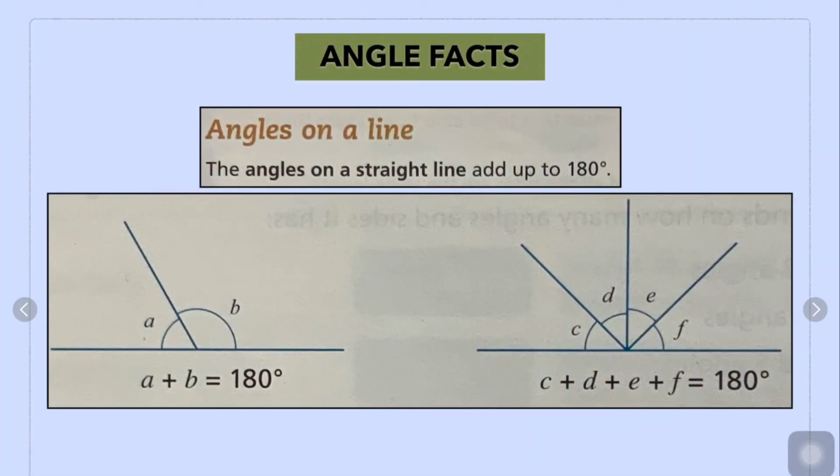Up next, we have here angle facts. Angles on a line: the angles on a straight line add up to 180 degrees. For example, I have here A plus B. A and B are forming a straight line, so that is equal to 180 degrees. Next one, we have here 4 variables forming a straight line, and that is equal to 180.